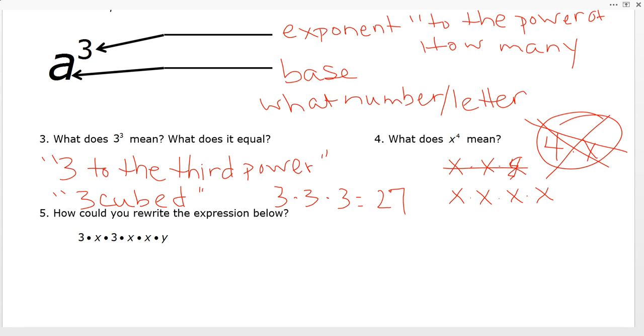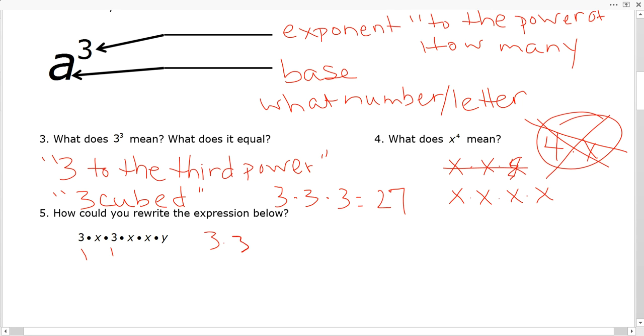Same way for number 5, if you want to put all this together, you would put the 3's together, the x's together, and the y together. So you'd have 3 times 3 is 9. There's 3 x's and a y. So because we don't know x and y, we leave it right like that, and that is a monomial.